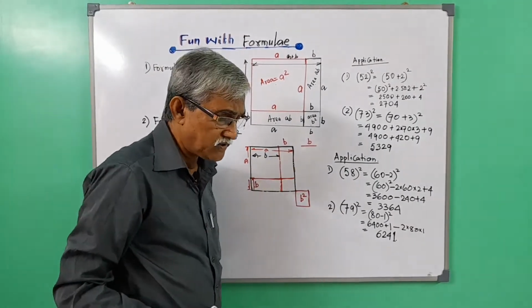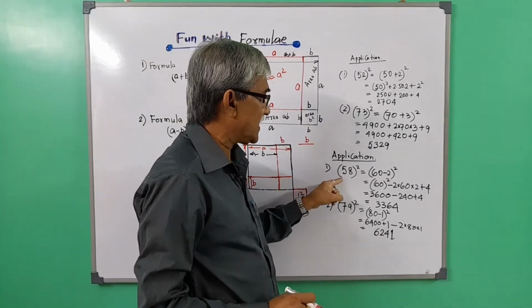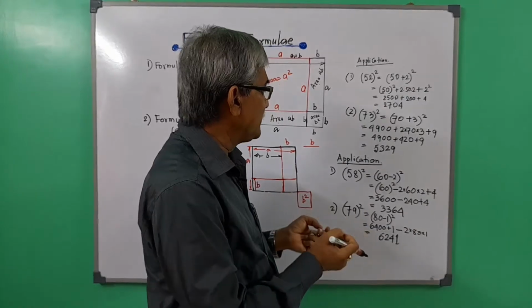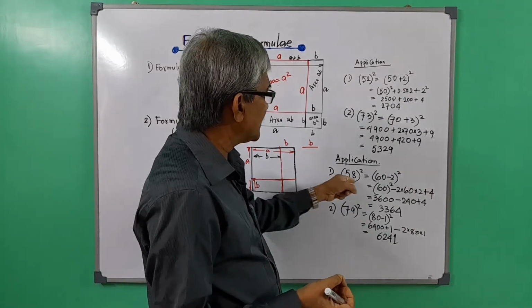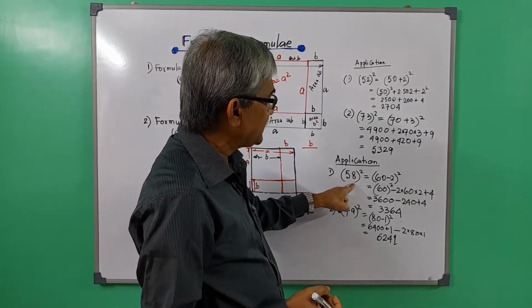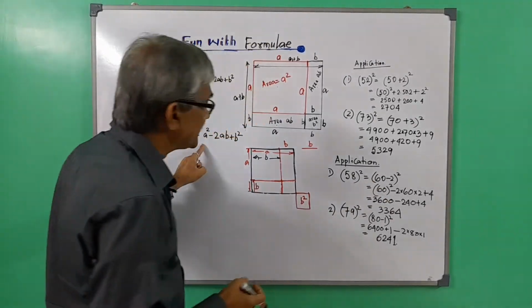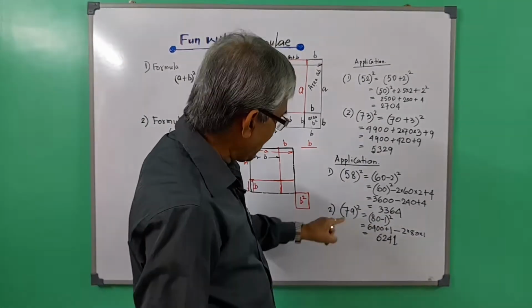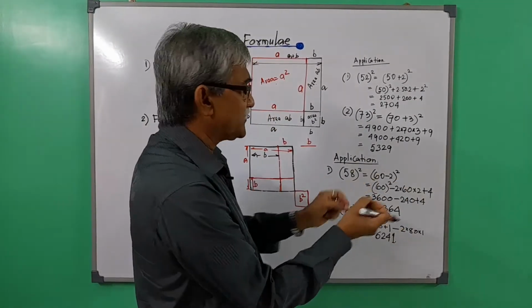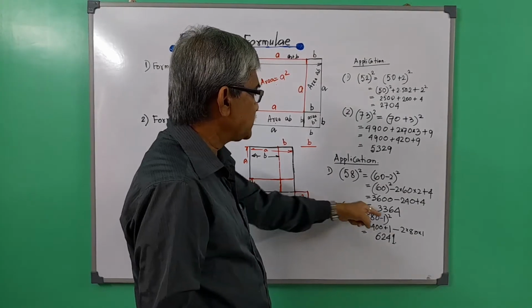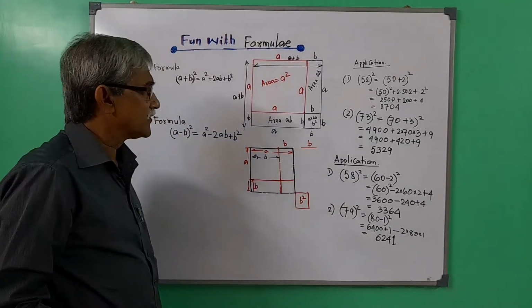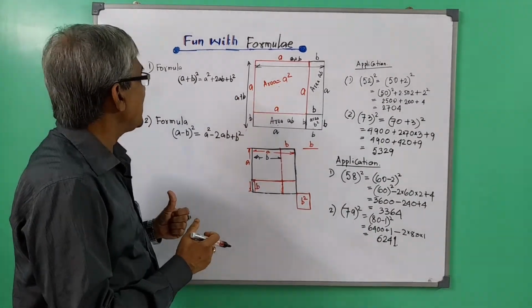Now what is the application? Say 58 whole square. I could have done it by doing 50 plus 8, but that will be somewhat difficult than this process. Why don't you write 58 is equal to 60 minus 2? Then you apply this formula, and with ease you can find out this is 3364. Likewise 79, it is very much nearer to its complement 80. So 80 minus 1 whole square, and that way finally you get 6241. So this is a very easy way of finding it out. Is it not fun?